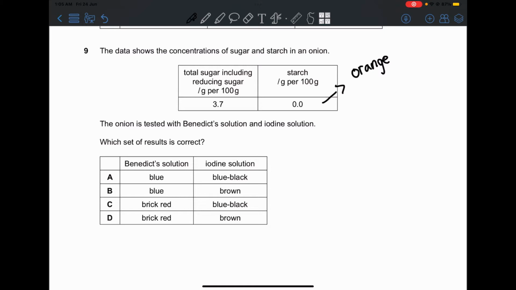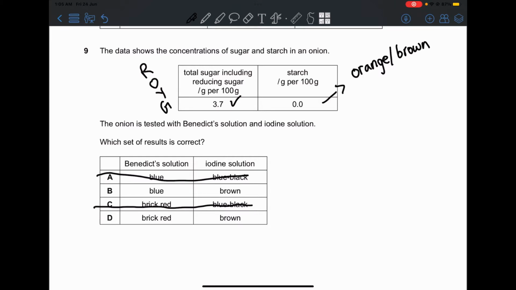Now, we know that we test starch using iodine, and if it's negative and there's no starch, it's going to remain orange-brown. So we should choose something where there is orange-brown or brown. So we're going to be choosing between B and D. Now, there is actually sugar in this, so we're going to be choosing red, orange, yellow, green, any color from this. If we have it, that means that there is actually sugar. So let's see, B or D.